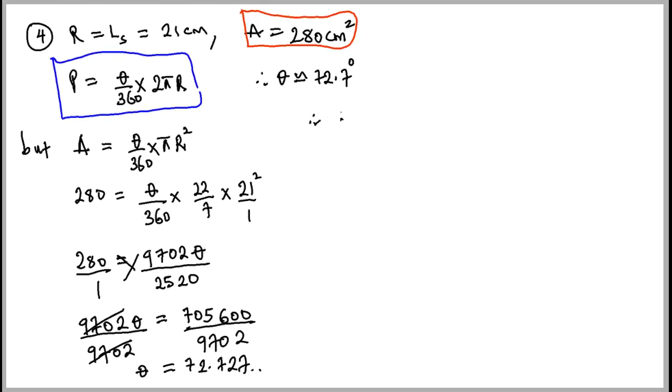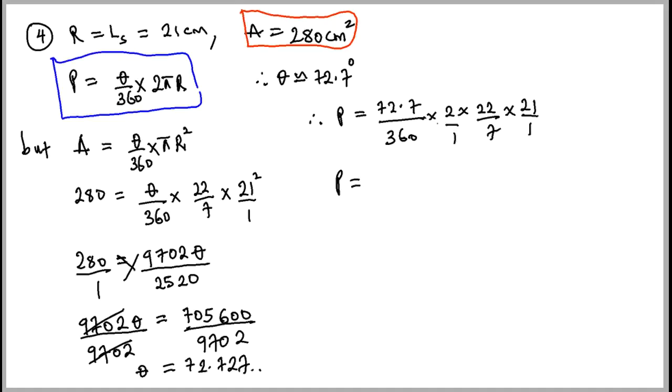So therefore the perimeter P is now equal to, my theta here is now 72.7 all over 360 times 2 times, we are asked to take pi as 22 over 7, then times the radius of the sector which is 21, so all over 1 here. So let's now solve. P is now equal to, multiply the numerator values.